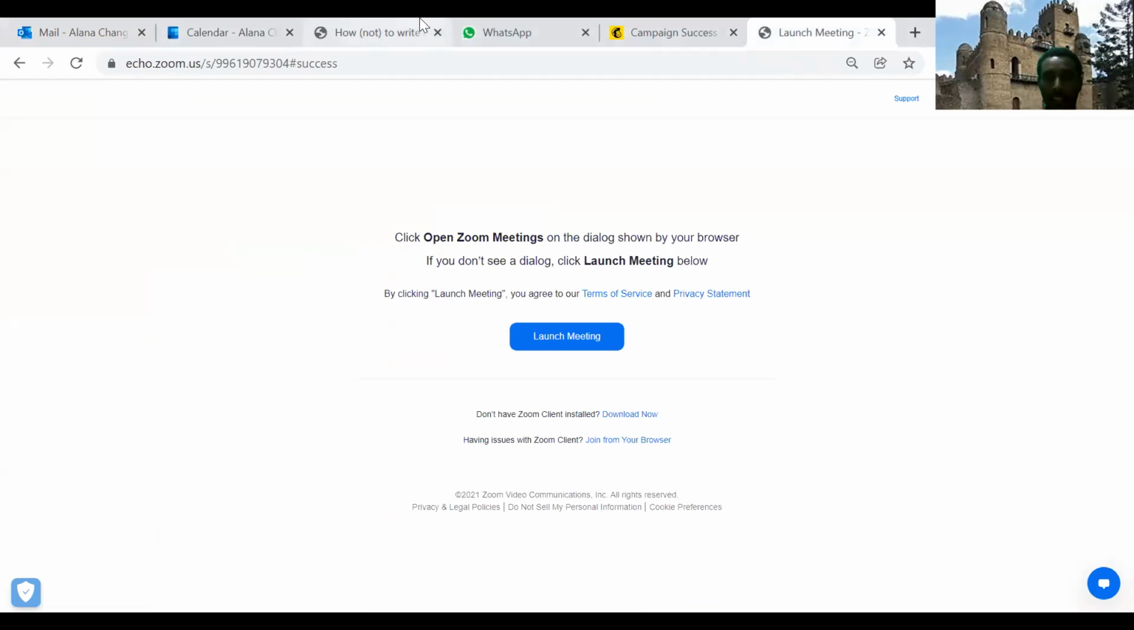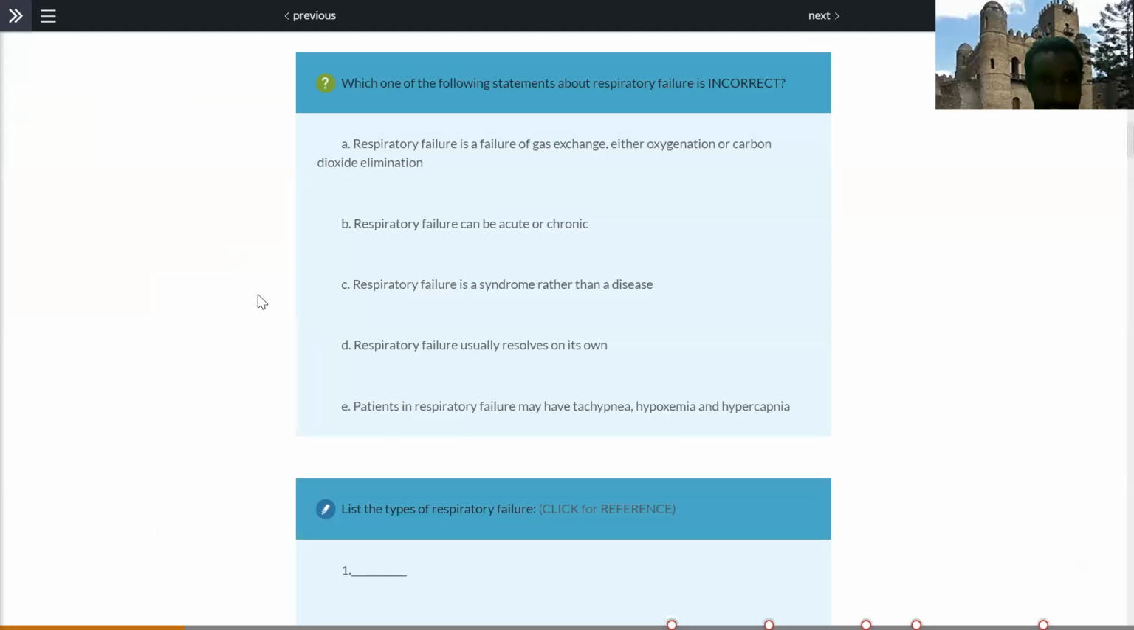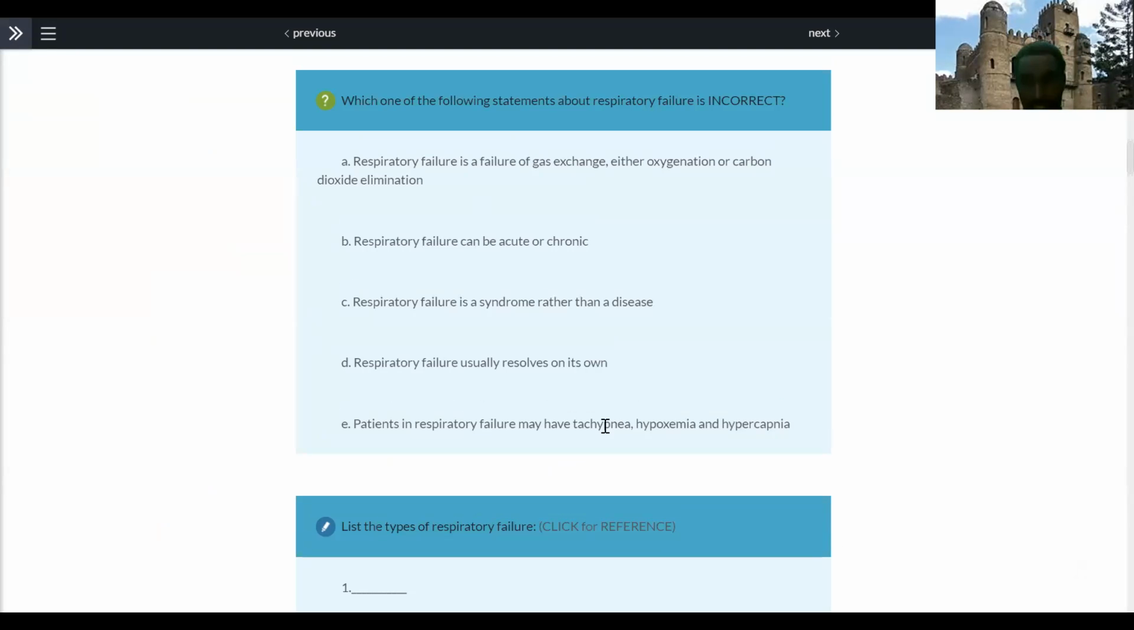C says respiratory failure is a syndrome rather than a disease. Yes, this is also correct because respiratory failure is not a single entity, but an end result of a lot of disease processes which can directly or indirectly affect our respiratory system. So it is a syndrome rather than a single disease entity.